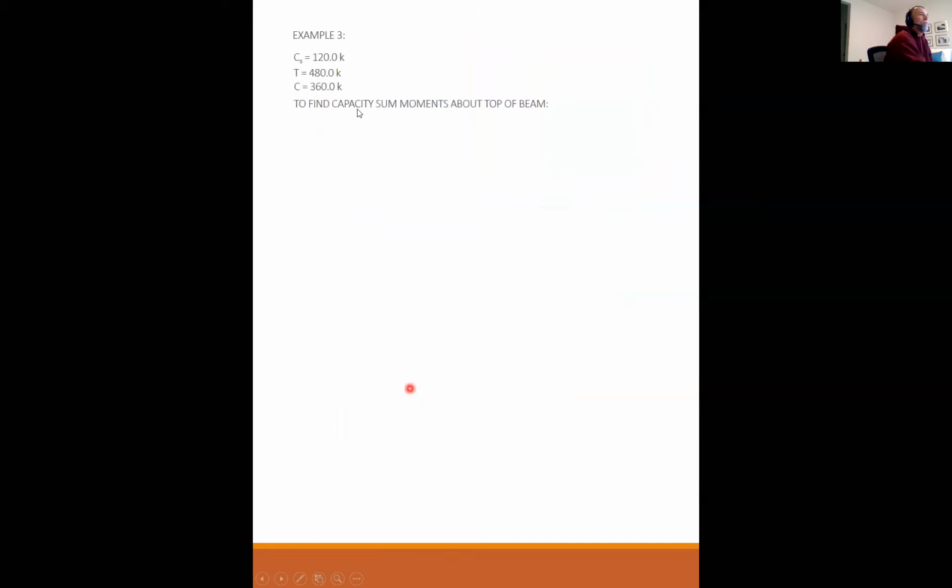Okay, so just repeating these numbers here. To find the capacity, we sum the moments about the top of the beam. T times d, minus C times a over 2, minus Cs times d prime: 480 times d of 22, minus 360 times a over 2, minus 120 times d prime, which is 2.5. I get 8989 inch-kips, or 749.1 kip-feet.